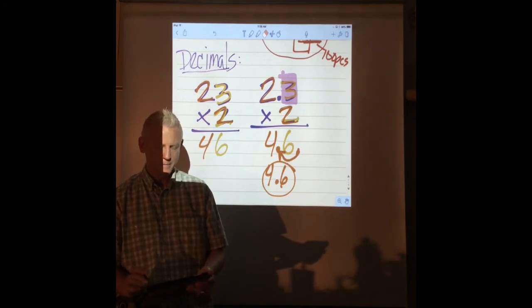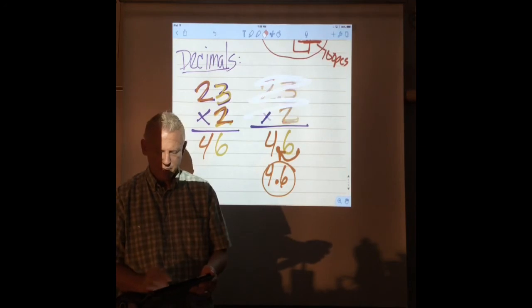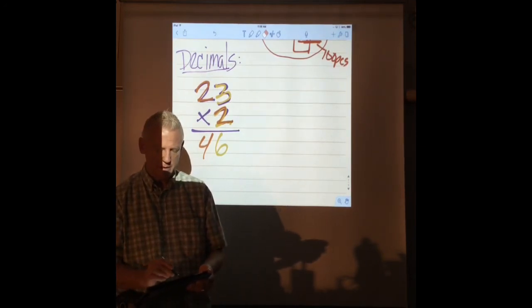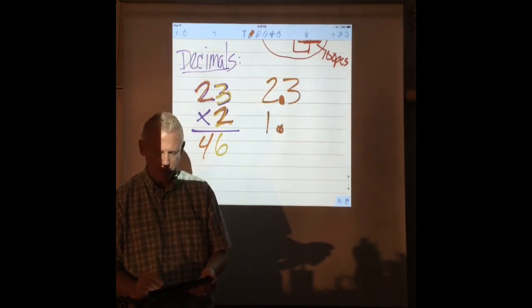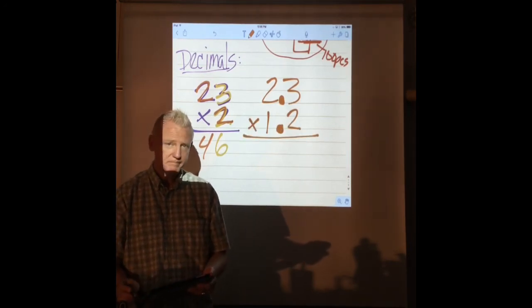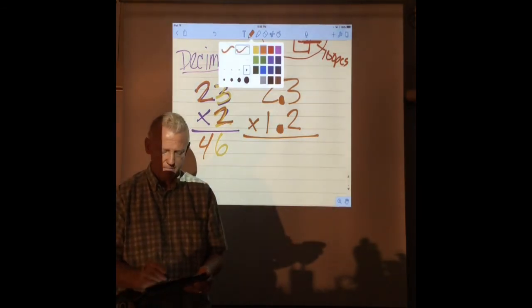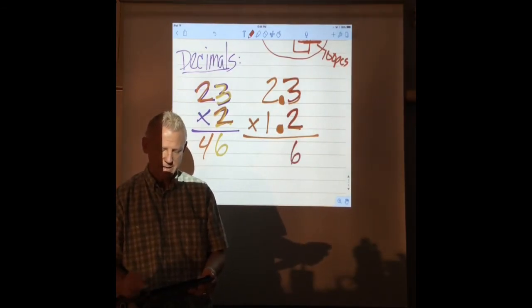Let me do one more, because I hope that you, the thing you have to remember about these kinds of problems, let me do the 23 again, and let's put a decimal in between those, and let's multiply by 2.3, okay? Now what we're going to do is do a problem as normal. I'm going to change my colors this time. Let's go with 2 times 3. 2 times 3 is 6. Now we're going with 2 times 2, and that is 4.